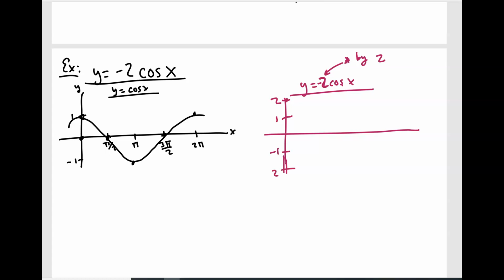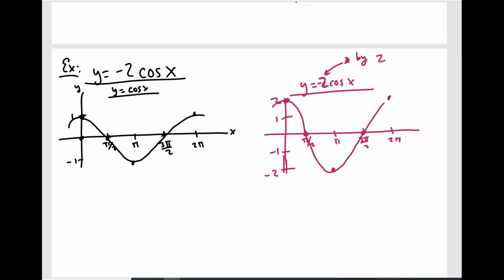So at 0 it is going to be at 2. Everything's going to be the same: pi over 2, pi, 3 pi over 2, and then 2 pi. Then at pi over 2 it is going to be 0. Pi is going to be -2. Then 3 pi over 2 is going to be 0, and then back to 2 at 2 pi. So this is what the graph kind of looks like.